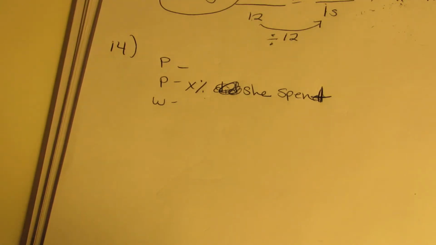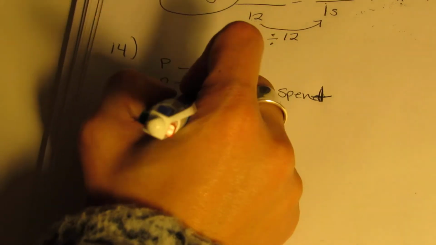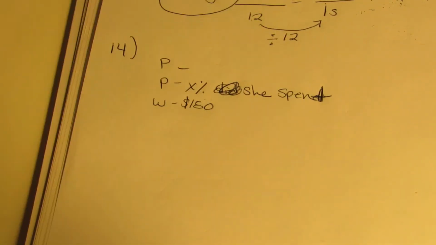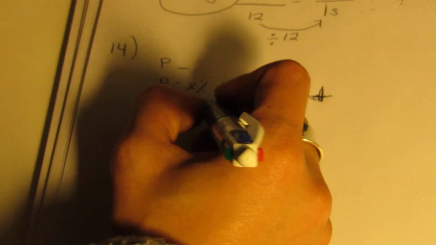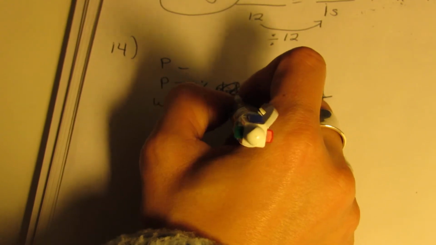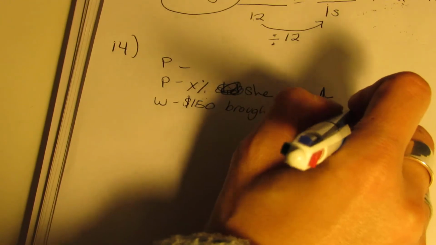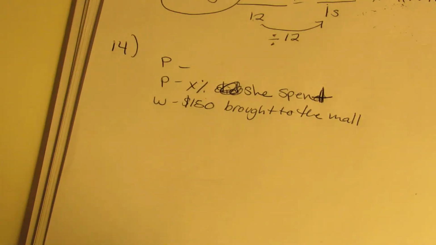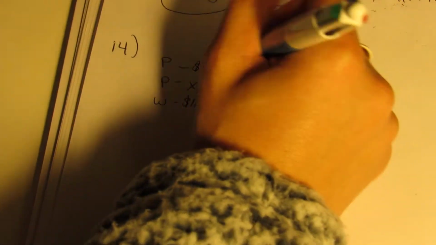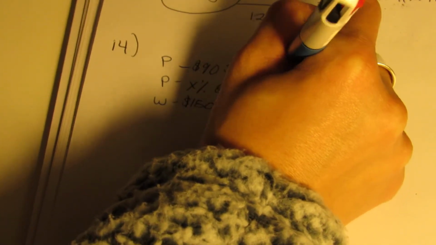Now, if I look at $90 and $150, it says she began with $150. That I'm going to say is my whole. That's what she started out. That's the original amount. And remember I said if you ever can say original or total or some sort of at the beginning, that's your whole. So 150 is what she brought to the mall. That's the amount of money she had originally. It also says she spent $90. That's my part, okay? $90 is what she spent.